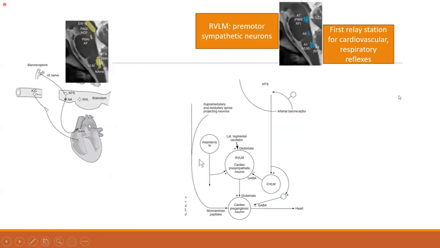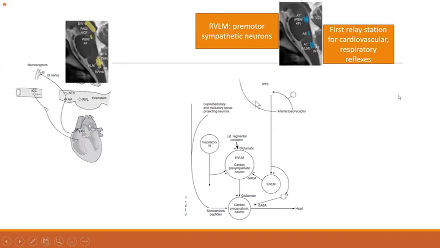Now we have the sympathetic and parasympathetic systems. They are involved in the beat-to-beat control of the heart rate and the blood pressure. So there are arterial baroreceptors in the internal carotid artery, which are supplied by the glossopharyngeal and vagus nerves. They carry the impulses, and with each beat, the impulses are carried to the nucleus tractus solitarius, which is present in the medulla oblongata here. It is the first relay center for cardiorespiratory reflexes.